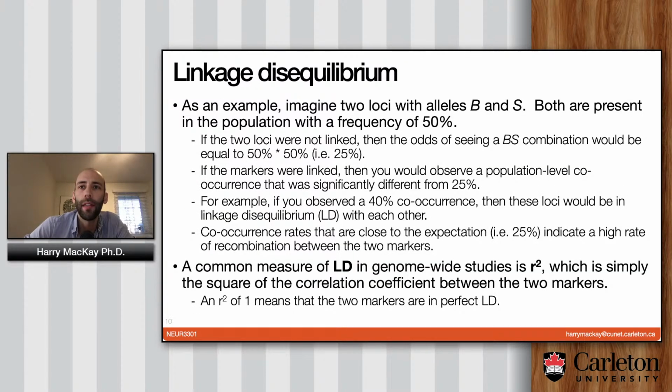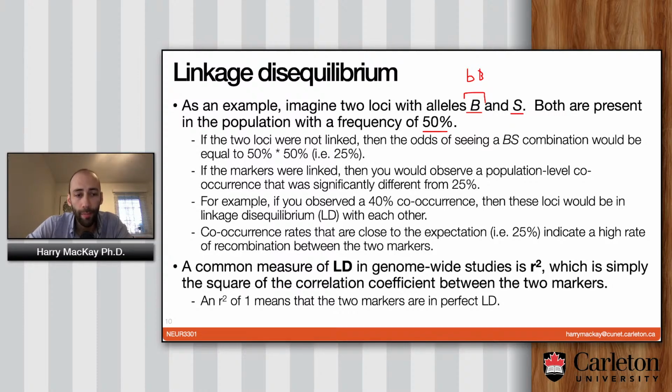So talking about linkage disequilibrium, the concrete example I wanted to give you goes like this. Imagine you have two loci in the genome that have various alleles, and imagine you've got alleles B and S. Both are present in the population with a frequency of 50%. So at this location, little b is 50% and big B is 50%. And then at this location, same thing. Little s is 50%, big S is 50%.